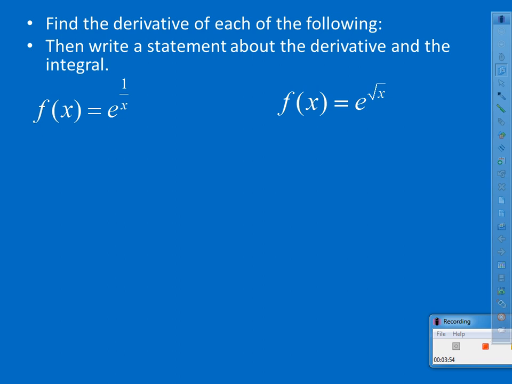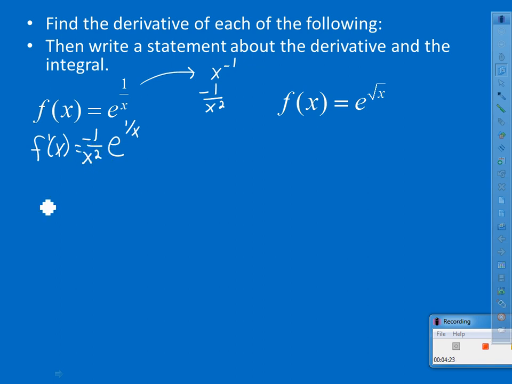Here goes the next one. Like I said, these aren't on your worksheet. These are just some I made up. When I find this derivative, it's going to be what you see is what you get, so e to the 1 over x. But I need to go find the derivative of 1 over x. So I'm going to come over here. I'm going to think of this as e to the x to the negative 1, whose derivative is negative 1 over x squared, and I'm going to bring that back.